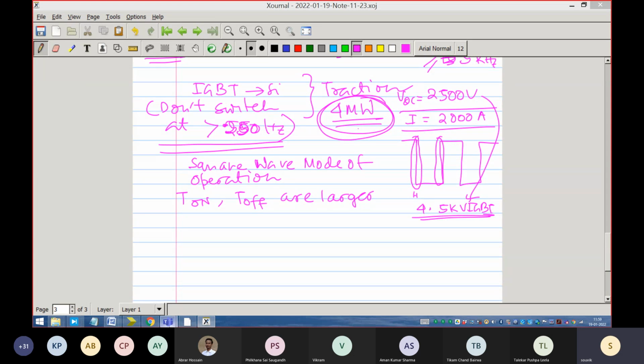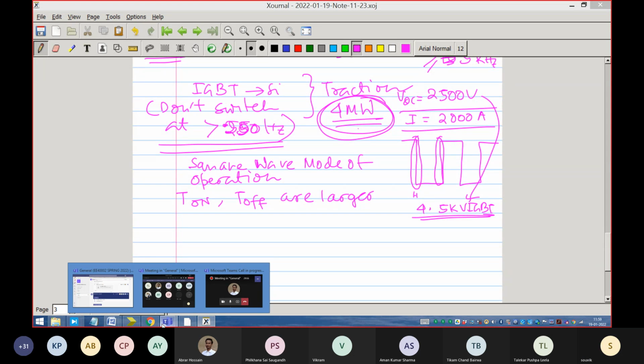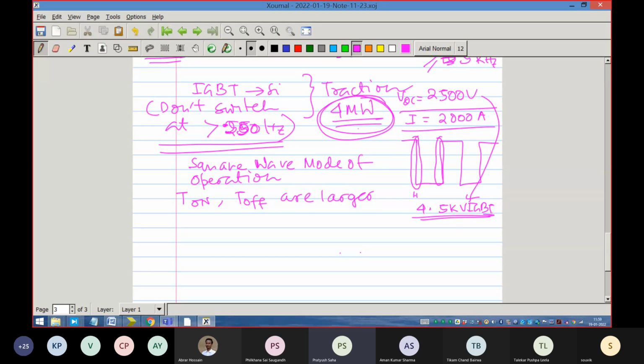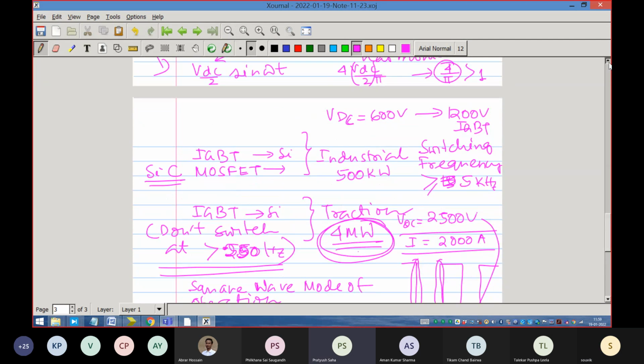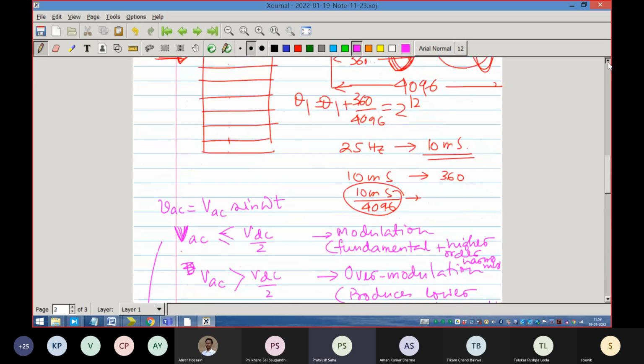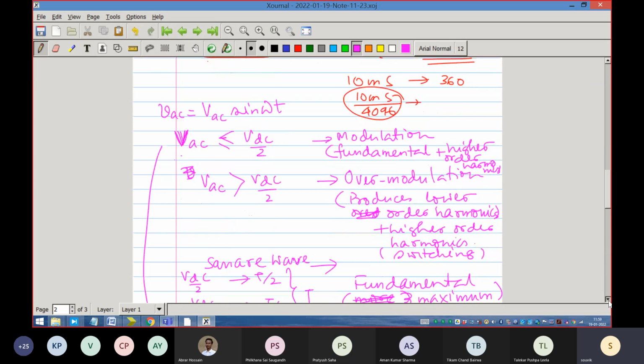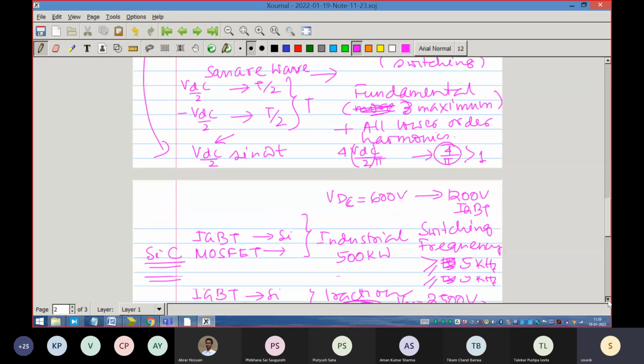Anything you want to ask? So the omega synchronous and the VS is fed to the modulator via the feedback path. So when does the case of overmodulation arise?